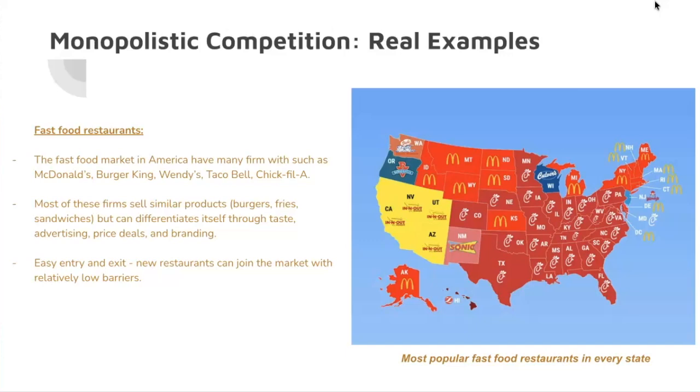This product differentiation gives each firm some pricing power. Chick-fil-A can charge premium prices because customers value their specific offering. But that power is limited, because if prices go too high, customers will switch to substitutes. This is monopolistic competition in action. Many competitors, differentiated products, and some limited market power.